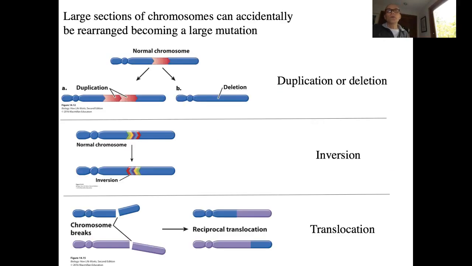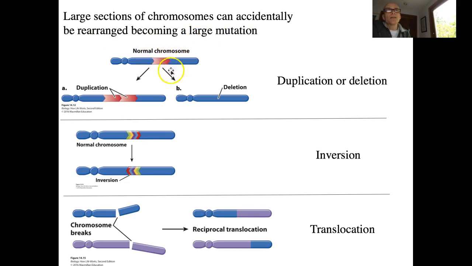Okay, so we're talking about mutations, right? We're talking about types of mutations. We now looked at point mutations. We looked at indels, or insertions and deletions. We looked at transposons in the previous slide. And now we're going to look at deletions and inversions and translocations. And so what I'm showing you here is that we're going from the small to the large, right? So now we have large sections of chromosomes that can accidentally be rearranged, becoming very large mutations.